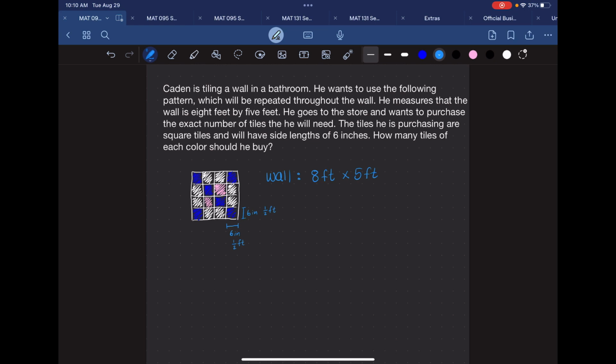Okay, so we want to figure out how many tiles of each color he should buy. Go ahead and pause the video, try to do this problem, and then I'll show you the solution.